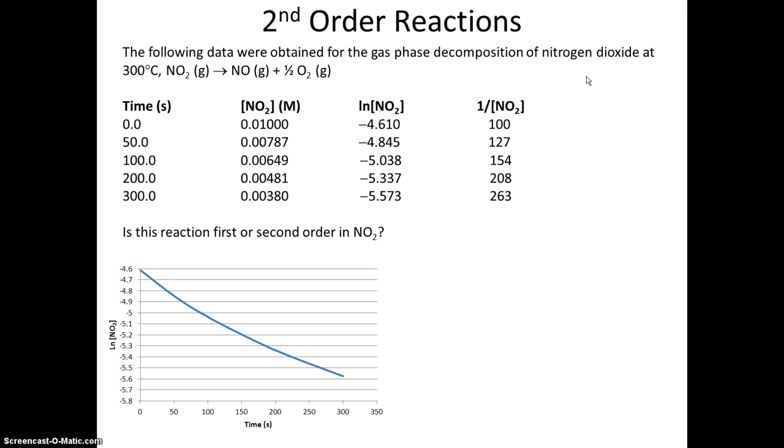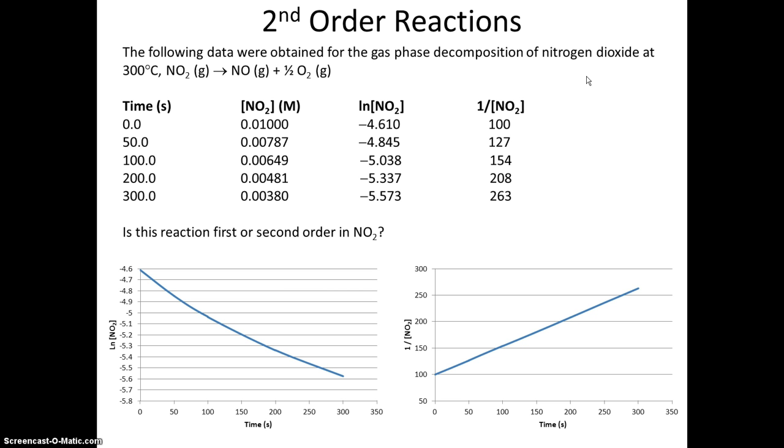So here's the graphs. If I take the natural log and graph it versus time, it makes a plot that at first glance appears to be somewhat linear, but if you look at it really closely, there's also a bit of a curve to it. So we'll put this in the maybe column until we graph the inverse.